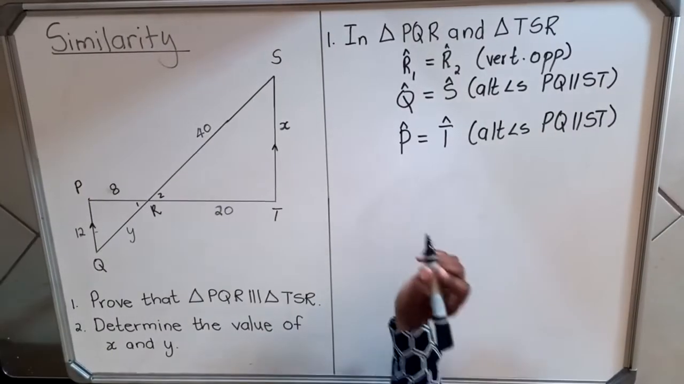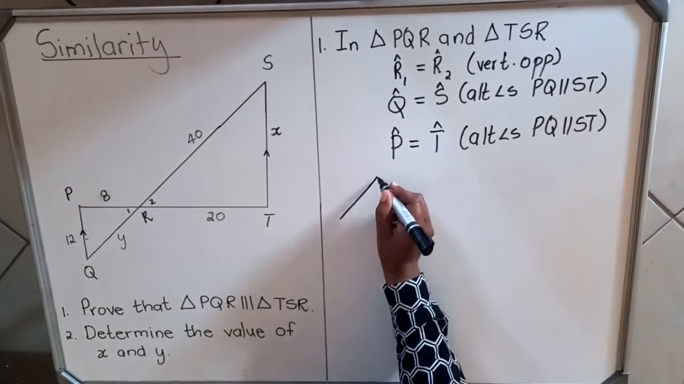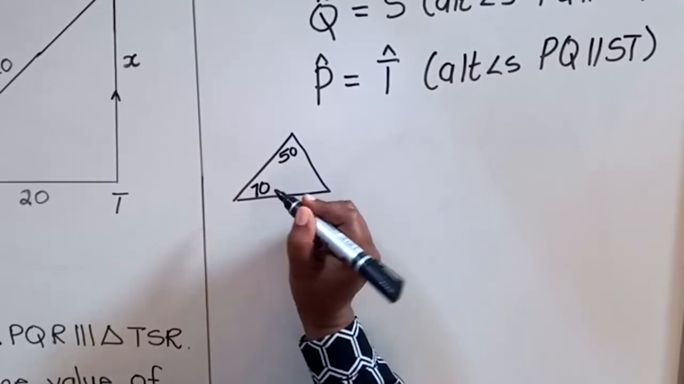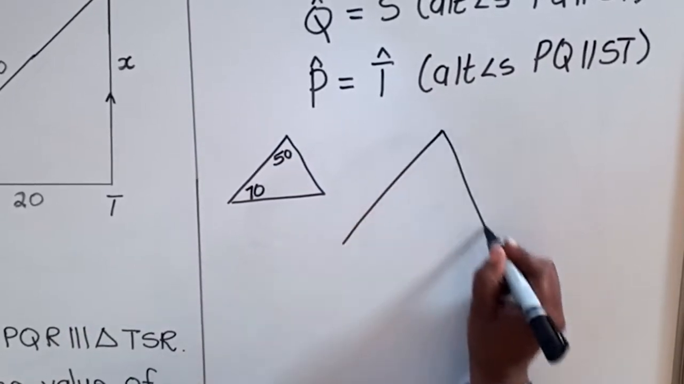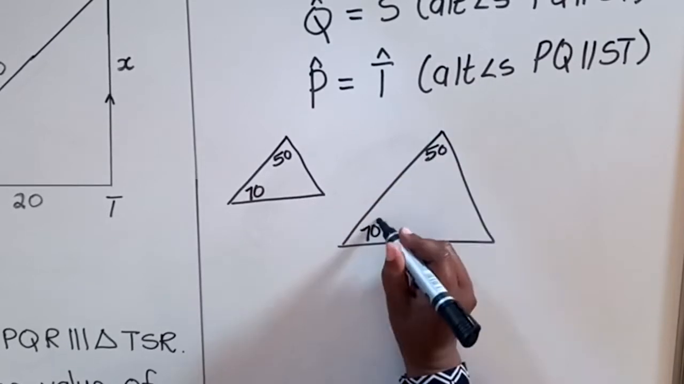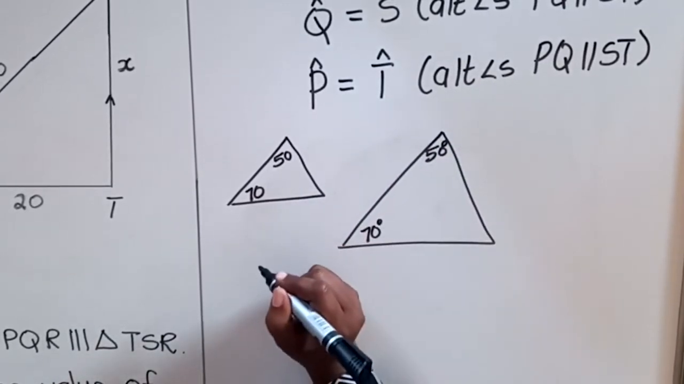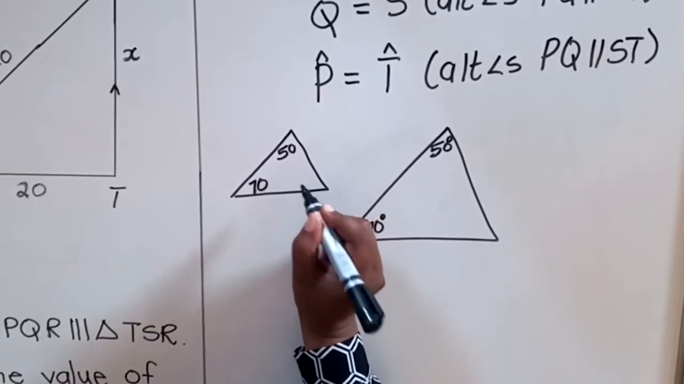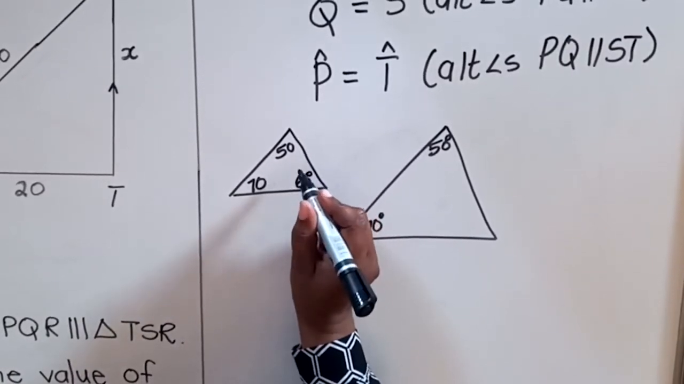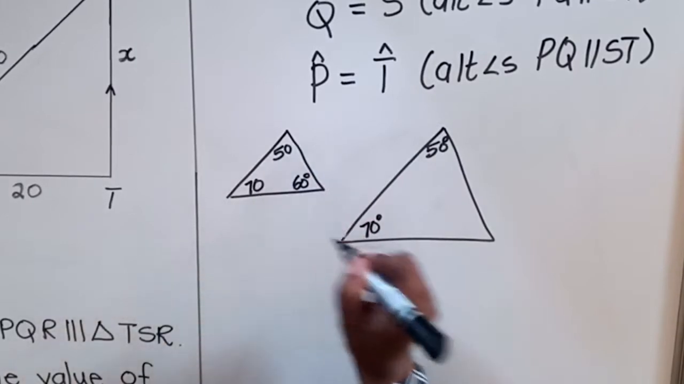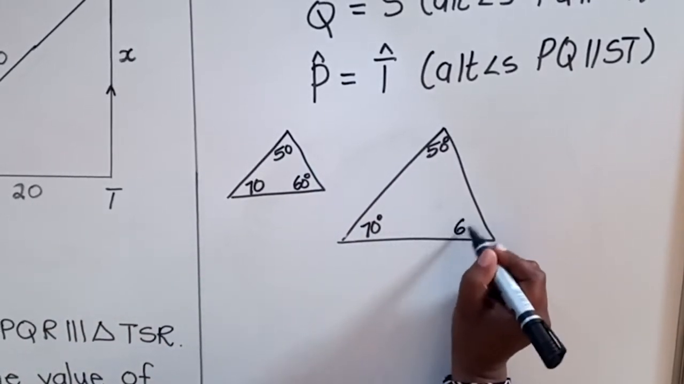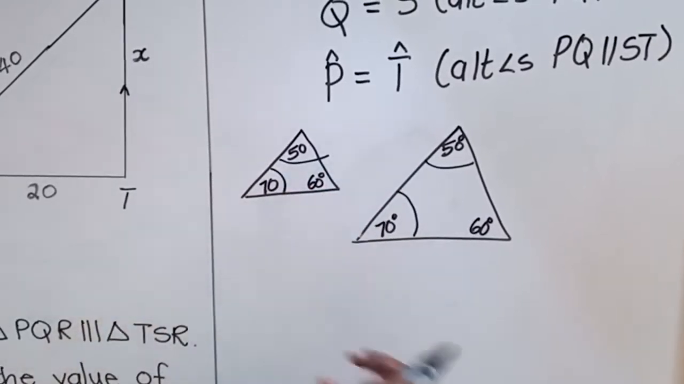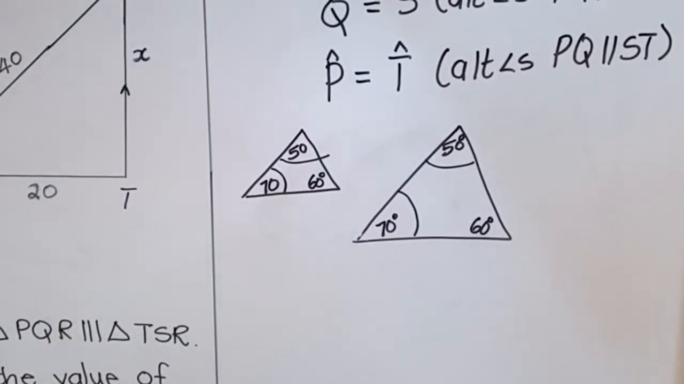Right, I want to show you something with similar triangles. Let's say you have a first triangle here, you have a 50 here and a 70 here. Then you have a bigger triangle here, and then you have a 50 there. Now, when you add all the angles of a triangle, they'll give you 180. So it means this one will be 60 in the smaller triangle. But because these angles are equal, this will be 60 also. So, with similarity, if you have found two angles, automatically the third one will be equal.